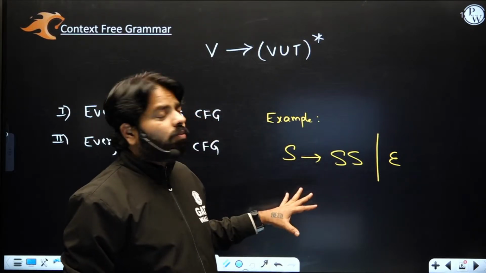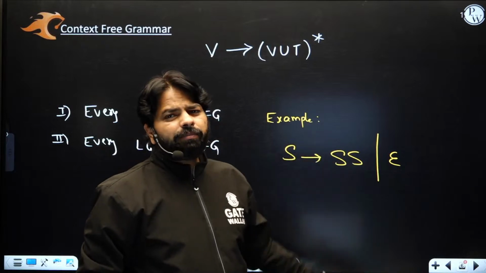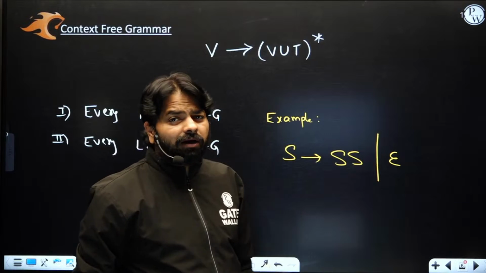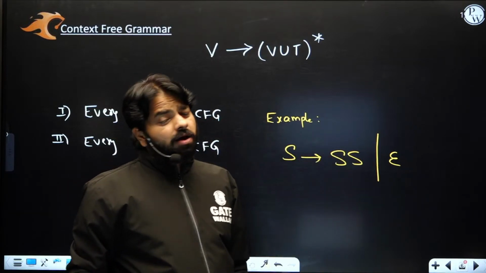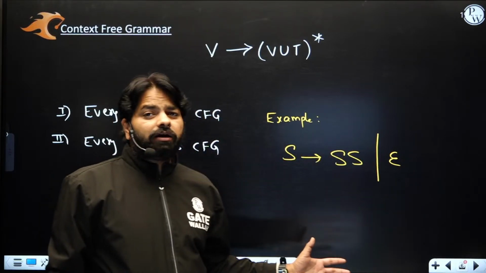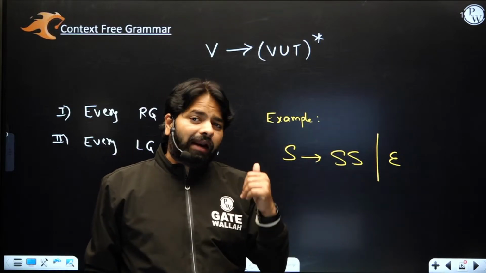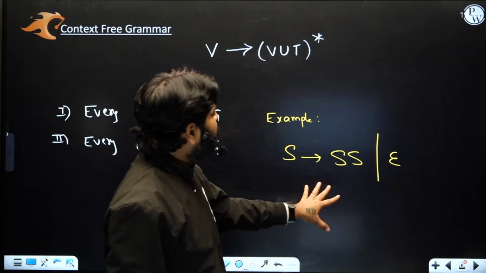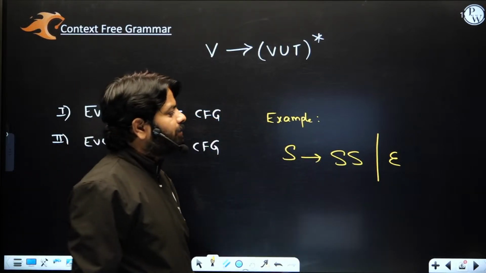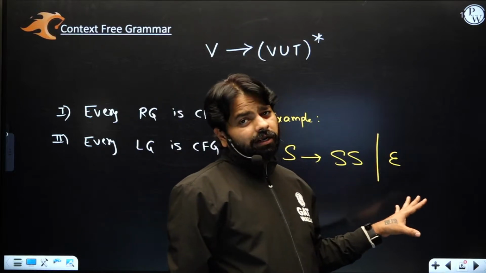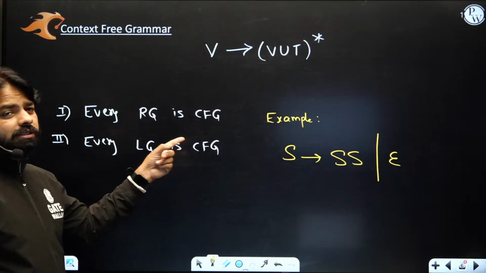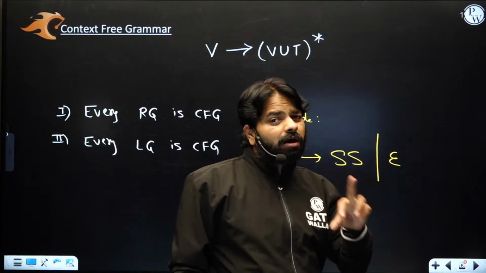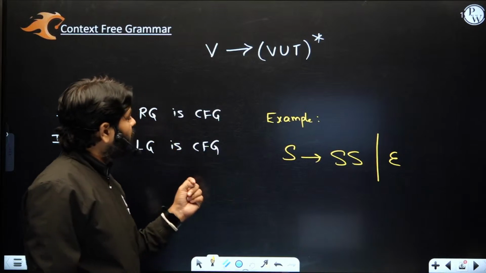And remember one point: the language generated by this grammar is just one string. The language generated by this might be regular, but this is not a regular grammar. Very important point. The grammar is not regular, but whatever it generates is going to be a regular language for this example. We'll see that soon. And this example is a context free grammar, but it is not a linear grammar, not a regular grammar. Every regular grammar you can call CFG, every linear grammar you can call CFG, but a context free grammar may or may not be RG or LG.